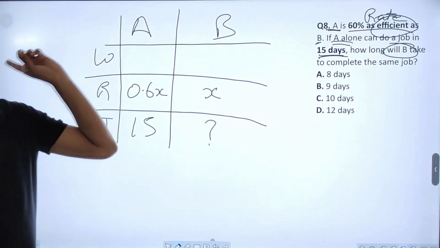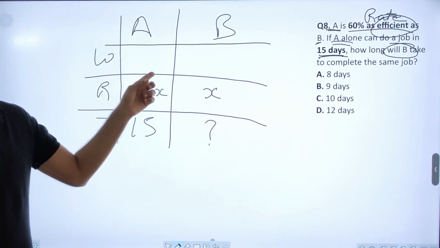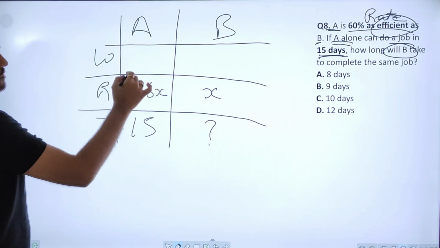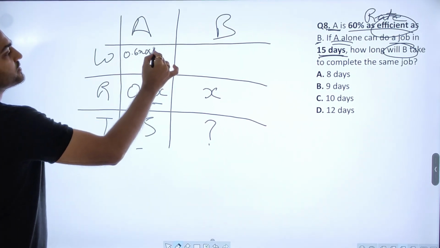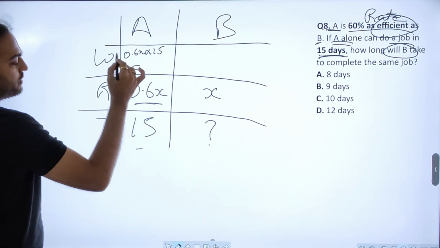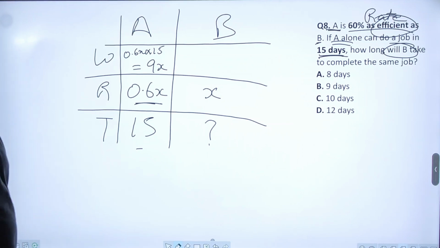If you see, this is similar to your previous question. No need to assume work. We can find the work from here. Work will be rate into time. So that's 0.6x into 15. If you solve, that is 9x. Okay, work is rate into time.